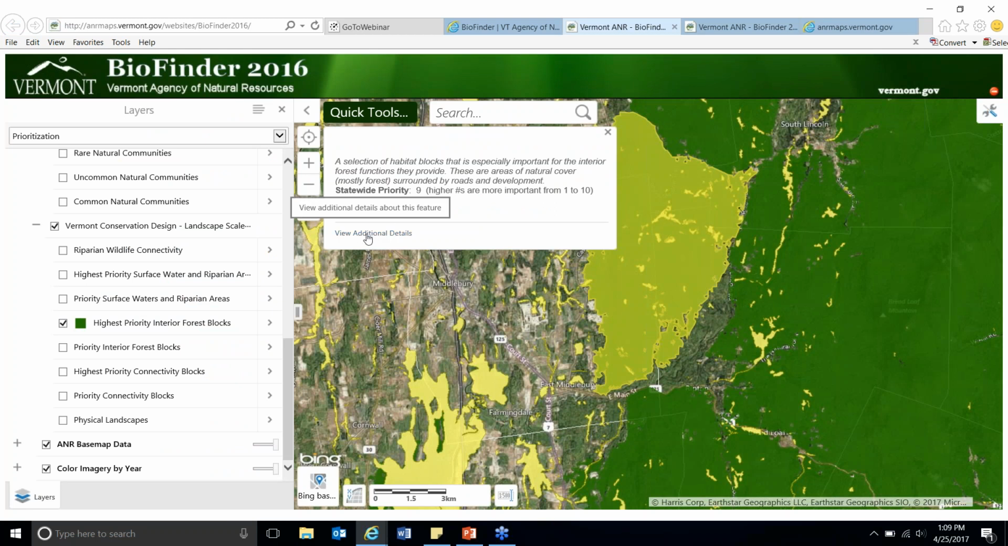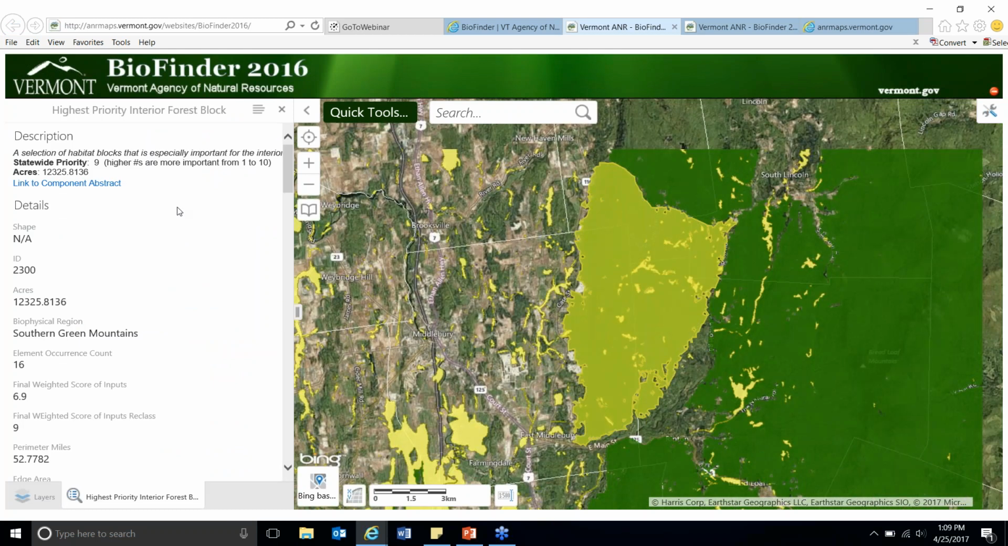You can also get additional information about that forest block where I clicked right here, view additional details. And you'll notice that this layers menu turns into a list of information. Now, as you look through this list, some of these categories are going to mean more to you than others. Like it tells you an ID number. The ID number is pretty meaningless to most users, but it'll tell you anyway.